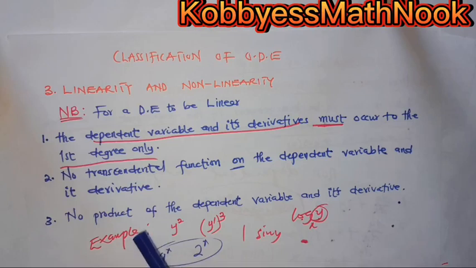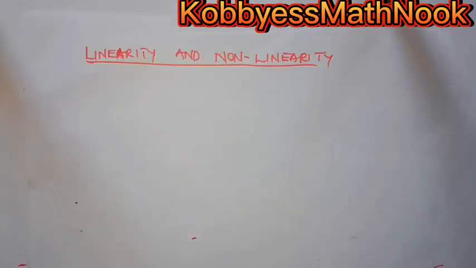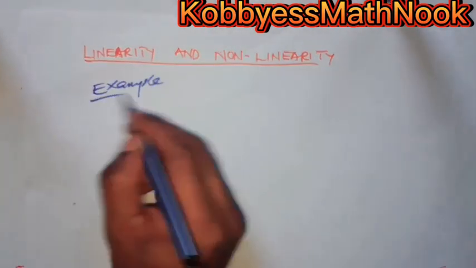Thirdly, there shouldn't be any product of the dependent variable and its derivative. When you have something like this, it makes it non-linear because this is the dependent variable and this is the derivative of the dependent variable. So these are the three key factors you need to know for the classification based on linearity and non-linearity of a differential equation. Now let's look at examples of linearity and non-linearity of differential equations.